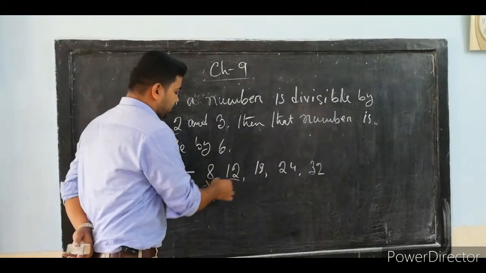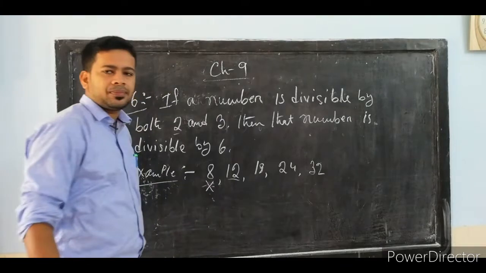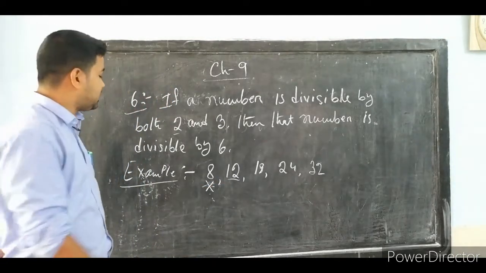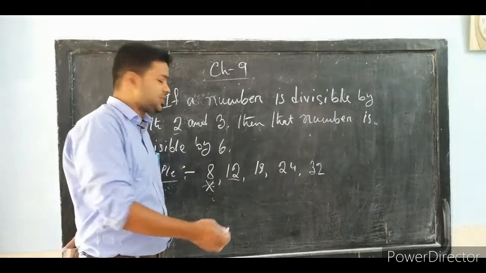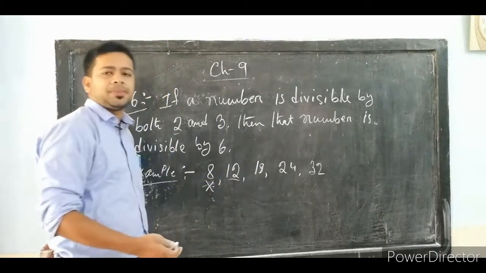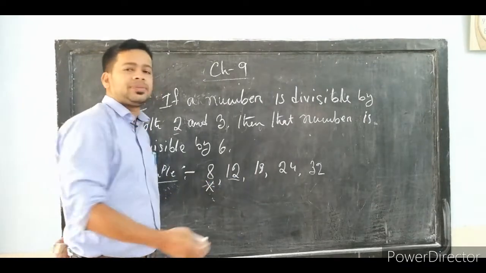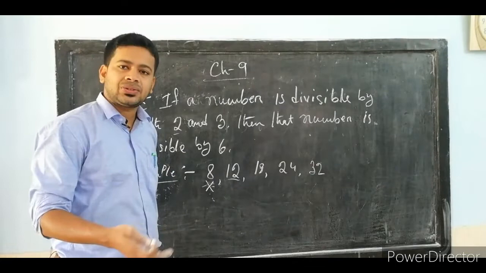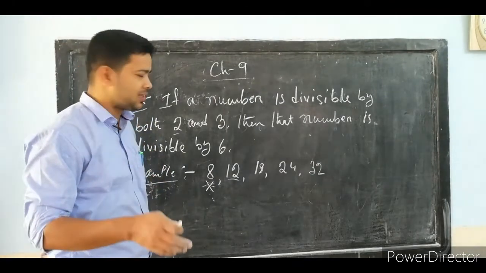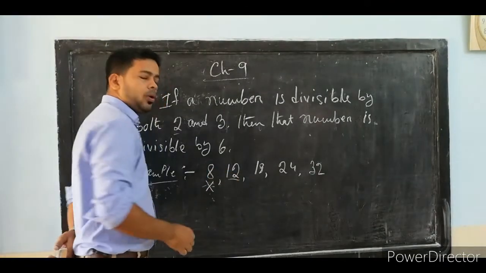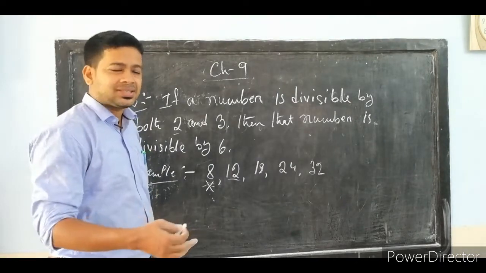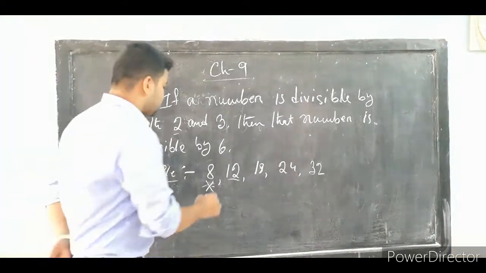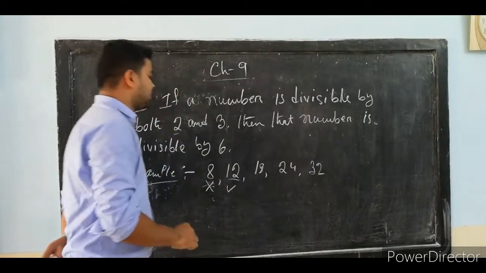Now the next number, we have 12. In 12, the last digit is 2, that is an even number, that means it is divisible by 2, as well as 2 plus 1 is 3, so 12 is also divisible by 3. That means 12 is divisible by 2 as well as 3, and hence we can say 12 is also divisible by 6, since it fulfilled the divisibility rule of 2 and 3 both.